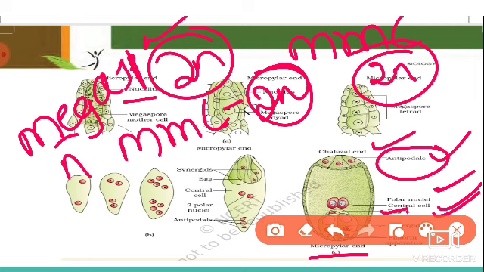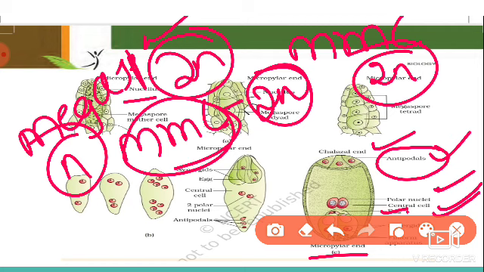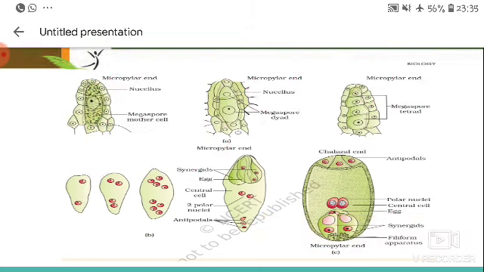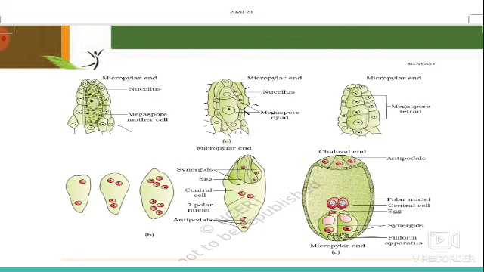But the megaspore is n, haploid. It is not diploid, it is haploid, because the megaspore mother cell undergoes division, and that leads to the final formation of the haploid. Please remember the number of chromosomes. There is a possibility of a 1 mark question: name the ploidy of the megaspore mother cell, or name the ploidy of the nucellus. They will ask questions like that for 1 mark. Please remember.